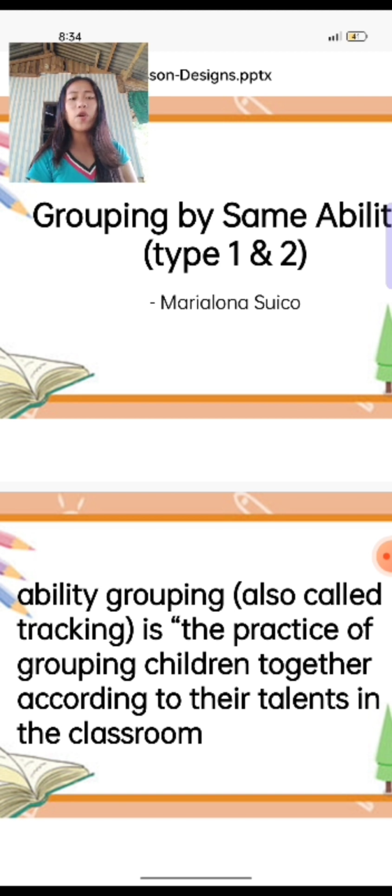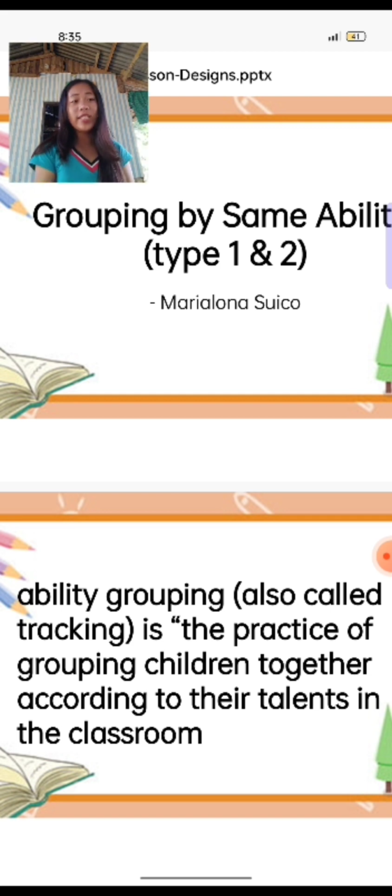Okay, very good. Ability grouping is also called tracking. It's the practice of grouping children together according to their talents in the classroom. For example, if one student has the ability to draw, that student belongs to the group of students who have the ability to draw. Another example is if a student knows how to solve math problems easily, that student belongs to the group of students who know how to solve.